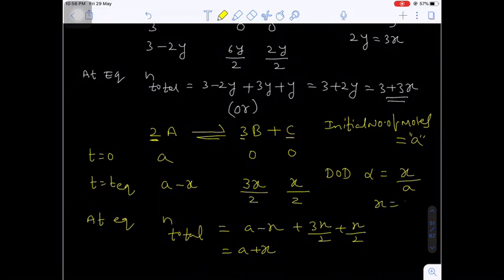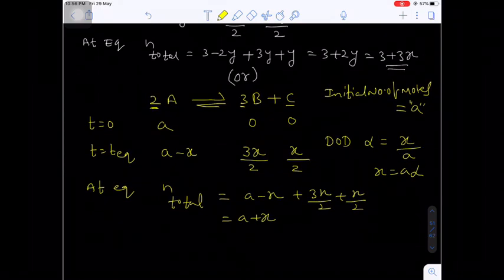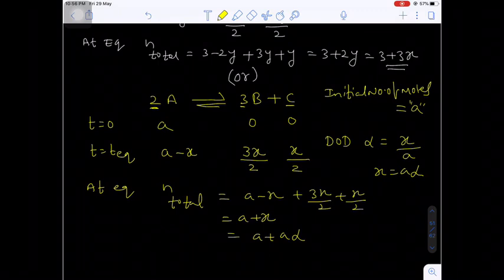Now what is the x value here? x is equal to a into alpha. Instead of x I am writing a plus a alpha. Are you getting my point? What is a? Initial number of moles. What is alpha here? Degree of dissociation. So this is the final answer. In general, we can solve like this: a plus a alpha.